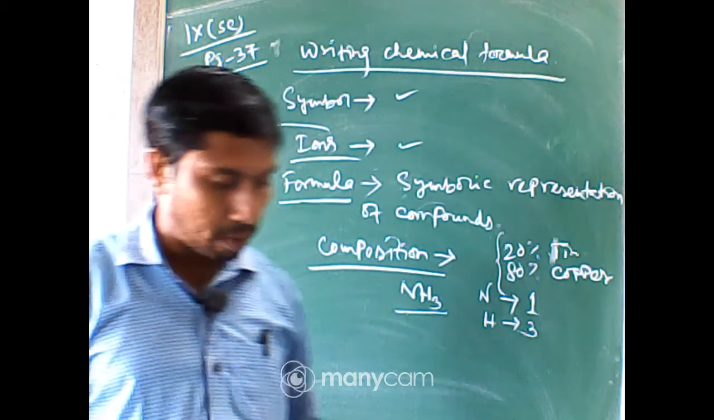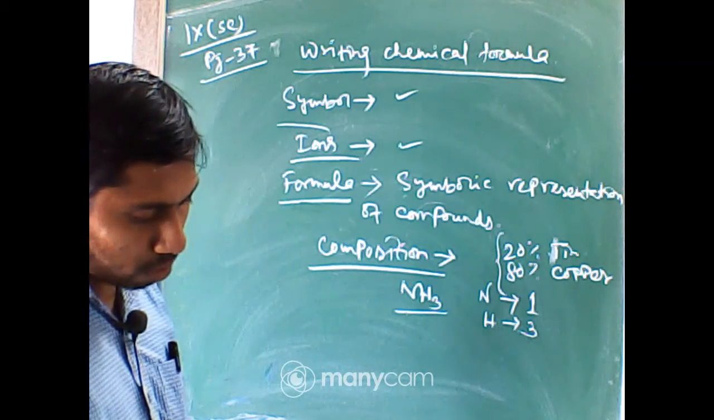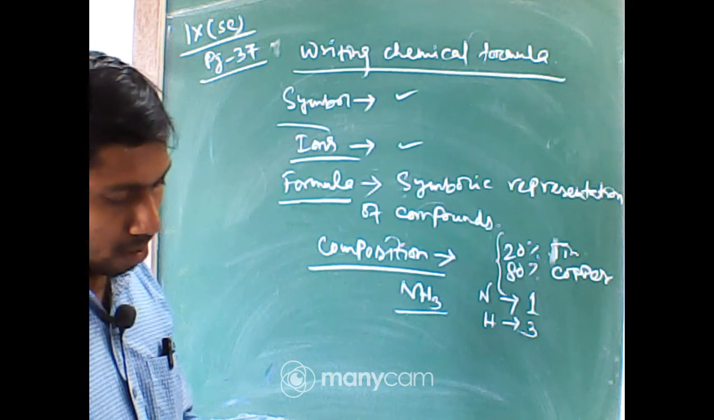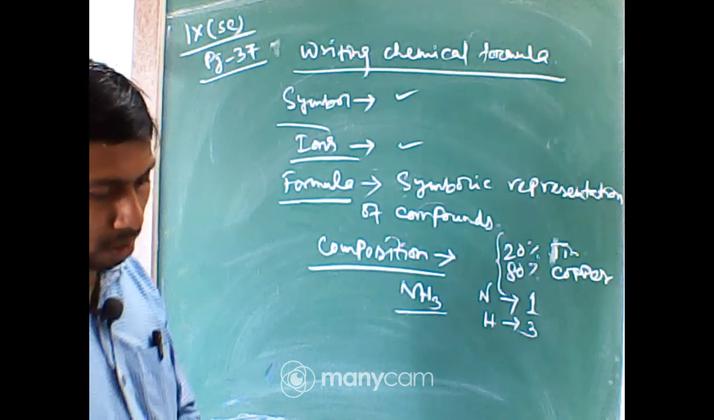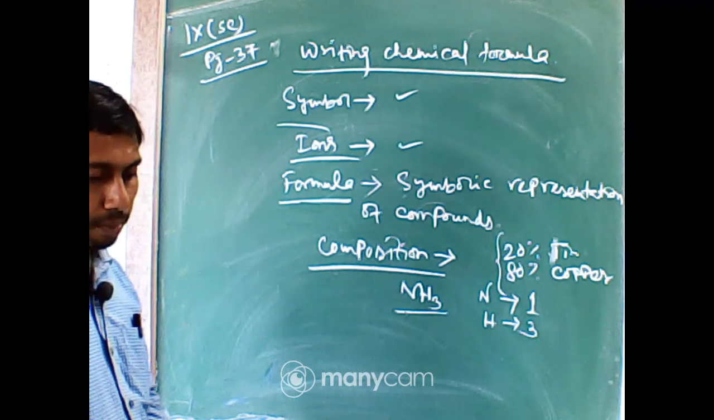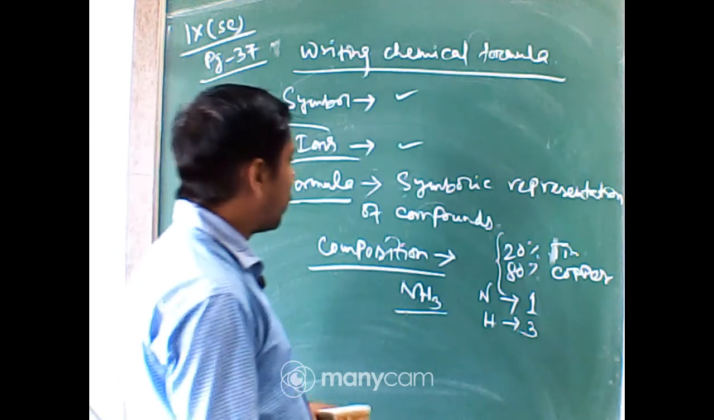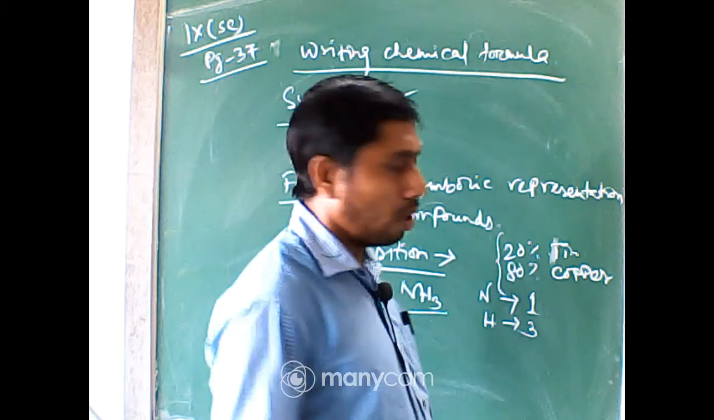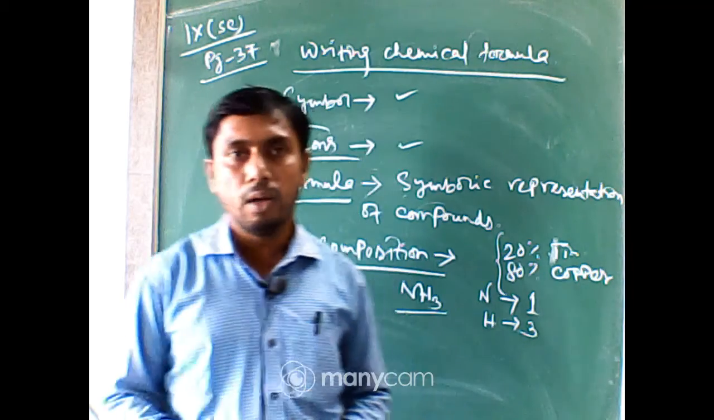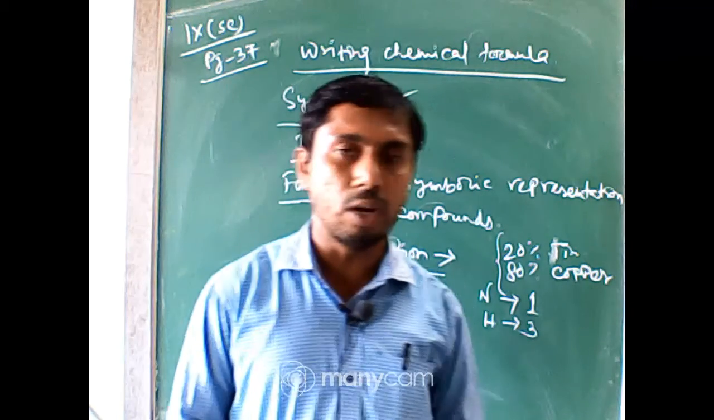So, you have to remember what the formula is, and let us come to some examples. Okay. So, first of all we have to know the names of the ions and their symbolic representation.